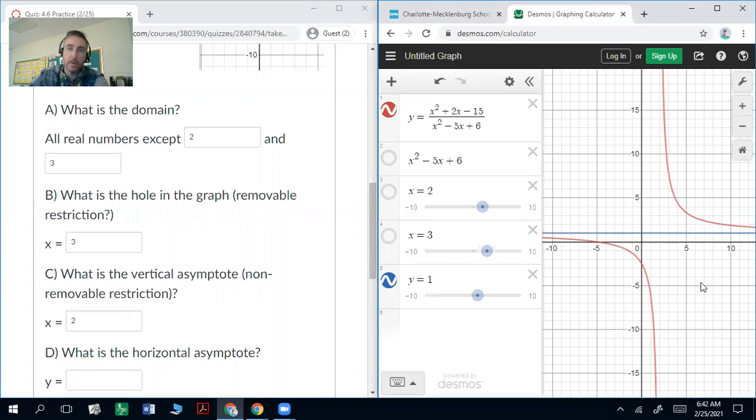Now the quicker way to get that would just be to take the coefficients. Since these have the same degree, both have a second power, you just take that and you'd say y equals 1 divided by 1, which in this case is 1. So that's how you get the horizontal one, y equals 1.